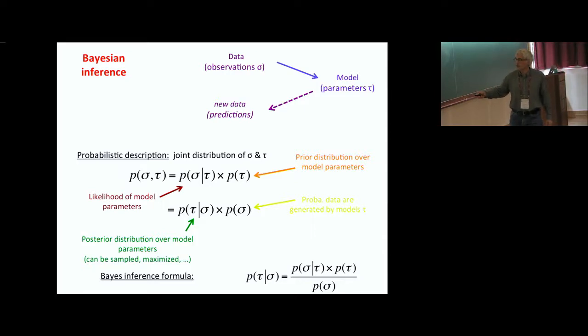And then at the denominator, I have a normalization, which depends only on the observation. It's just the integral of the numerator over all possible models. It tells you how likely the data are to come from one of the models in the family, distributed with this distribution. Is it okay for the formula?